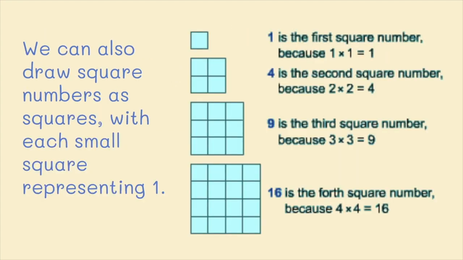We can also draw square numbers as squares, with each small square representing 1. So here are the first 4 square numbers drawn into squares, and you can see that each small square represents 1. So again, for 1, we've got 1 square. For 4, we've got 2 rows of 2, or 2 columns of 2, and so on.